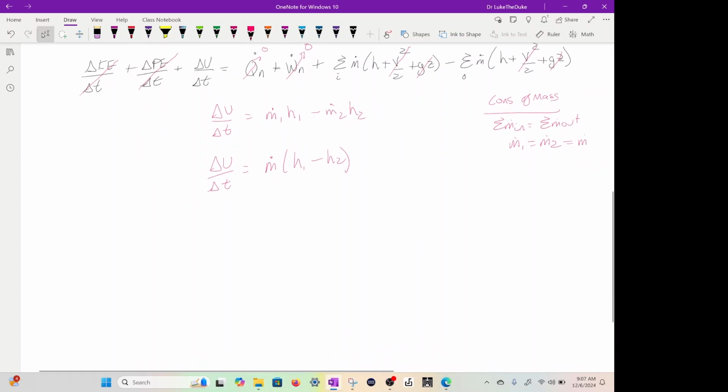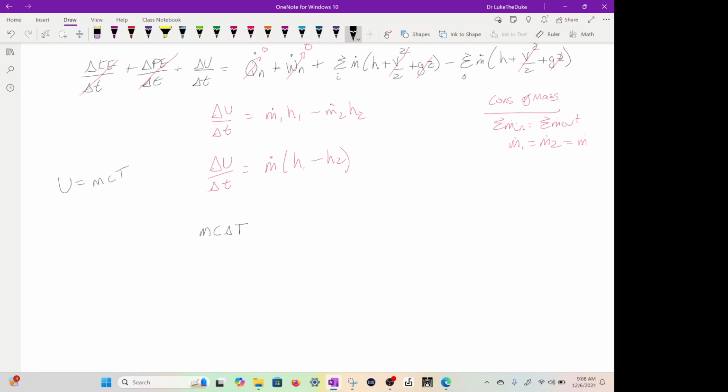Cool. Let's keep plugging some stuff in. I'm going to rewrite the big U as mc dT, because that's a governing equation, where U equals mcT. That's just a fundamental equation that you'll learn in thermodynamics.